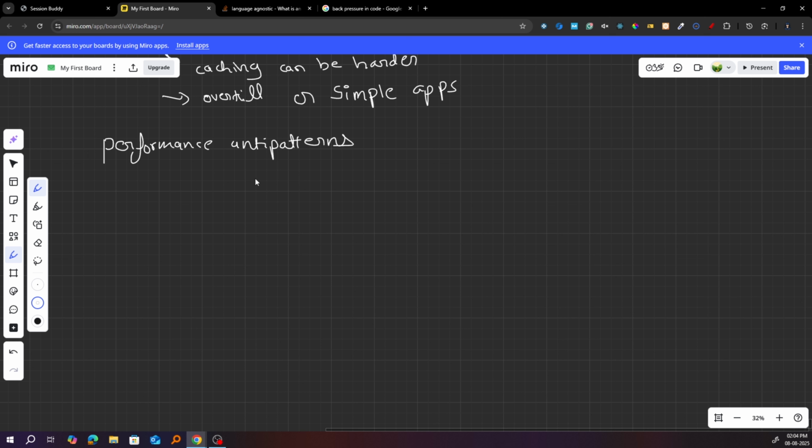Performance anti-patterns in a system design refer to common mistakes or suboptimal practices that can lead to poor performance in a system. So, like common practices or common mistakes, like the minor mistakes that we make while creating a system design, which can lead to poor performance in a system, that is known as performance anti-patterns.